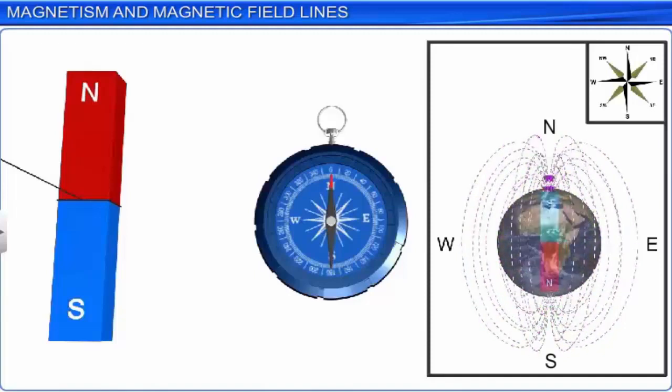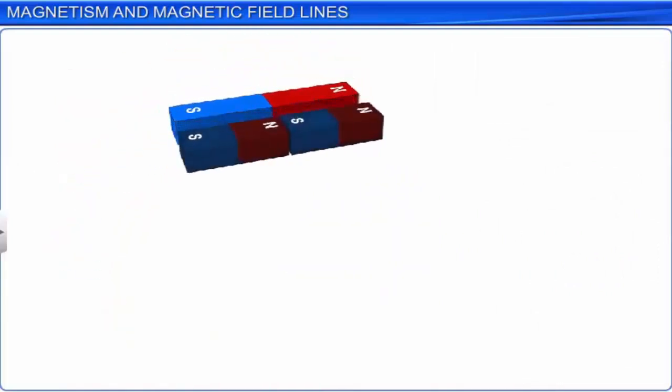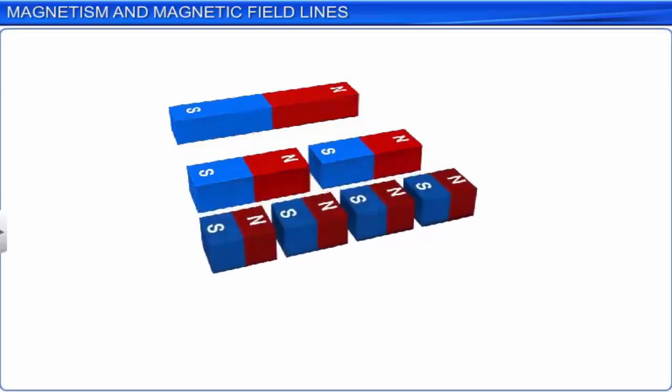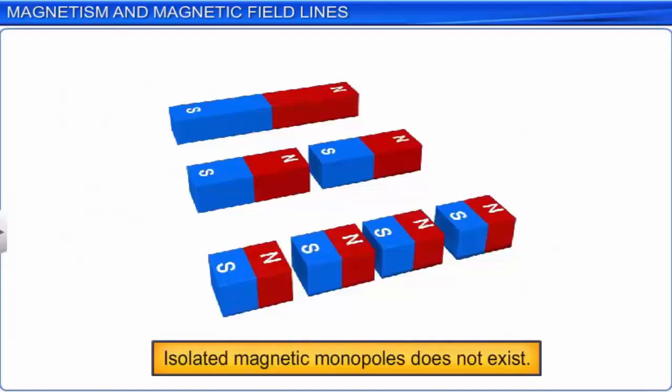We know that the like poles of two magnets repel each other and the unlike poles attract each other. Thus, the north pole of the magnet is attracted by the Earth's magnetic south pole and vice versa. If a bar magnet is broken into two pieces, we get two similar magnets with a decrease in the magnitude of their properties. Thus, magnets always exist as dipoles. Isolated magnetic monopoles do not exist. This implies that an isolated magnetic north pole or south pole does not exist.